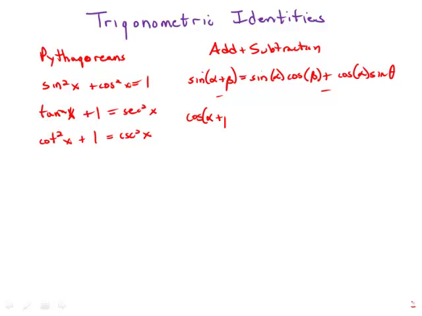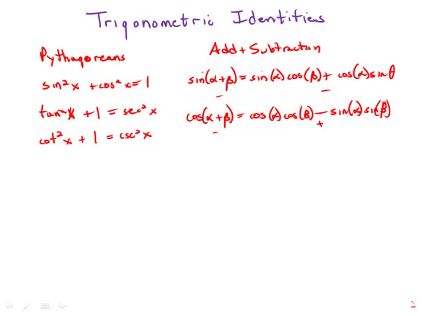Cosine of alpha plus beta is cosine alpha cosine beta minus sine alpha sine beta. And again, if we made that a negative sign, this would become a plus sign. Those are the addition and subtraction formulas.